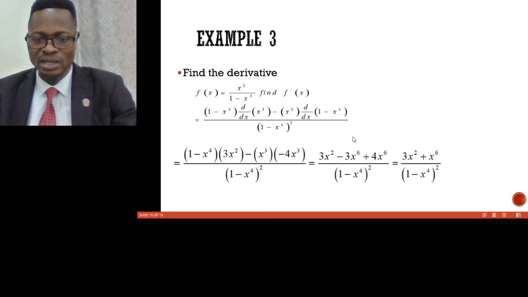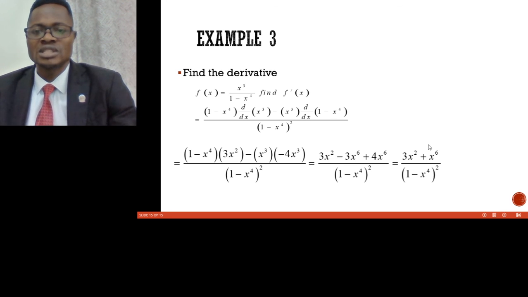Now, if you observe, we have minus 3x to the power 6 plus 4x to the power 6. So it is the same as saying 4 minus 3, which is equal to 1. And our 1 is just x to the power 6. So we will end up with (3x squared plus x to the power 6) divided by (1 minus x to the power 4) squared. And this is our derivative.